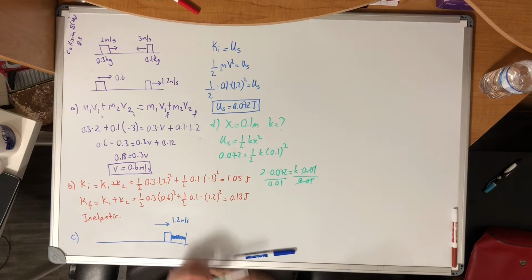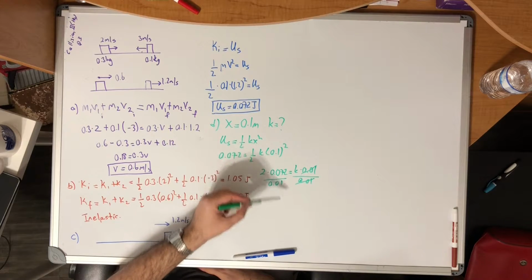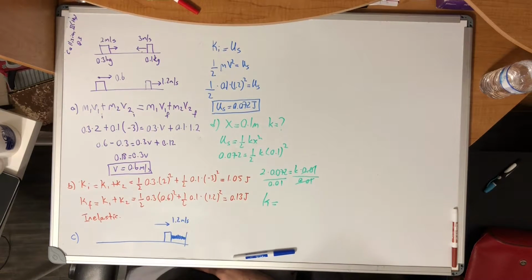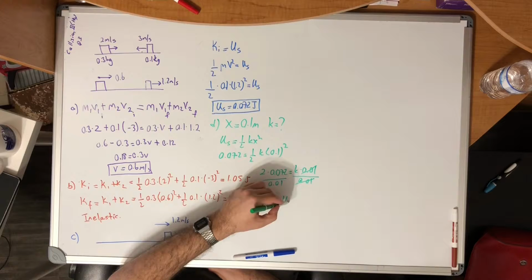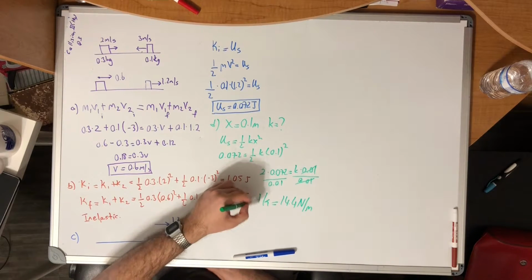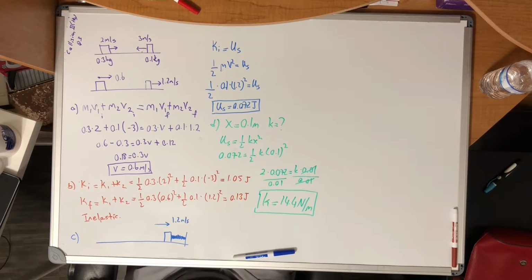And once you divide everything by 0.01, you are going to be able to get your k. So 2 times 0.072 divided by 0.01, that is basically what you're going to put on your calculator. And once you put everything in the calculator, you'll find your k as 14.4 newtons per meter. Alright, so that is the k of the spring.